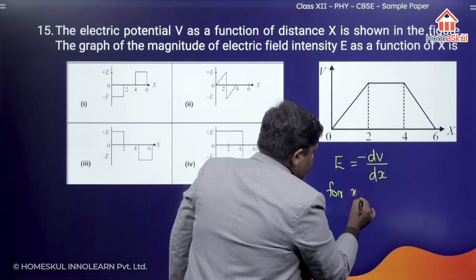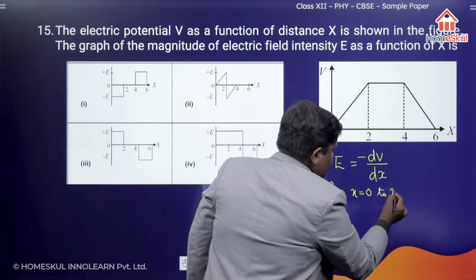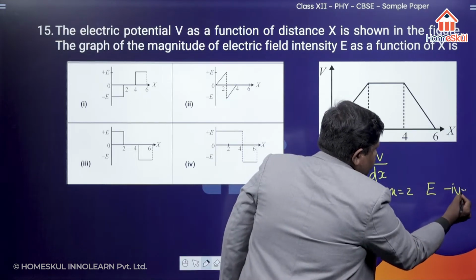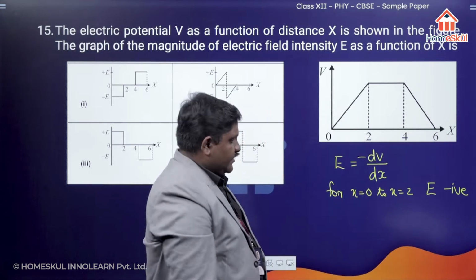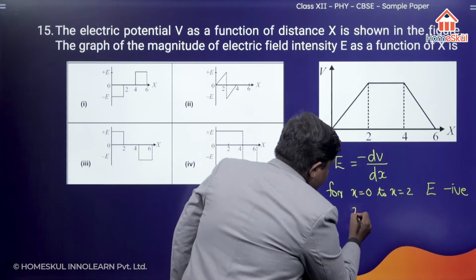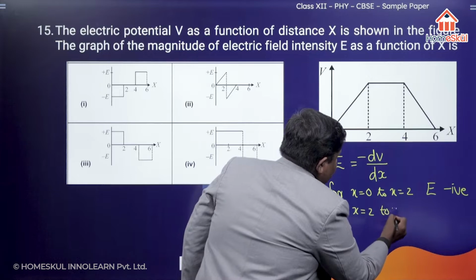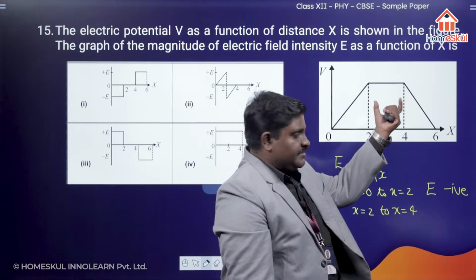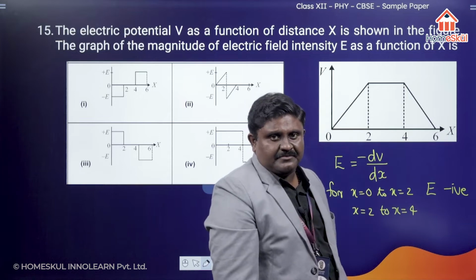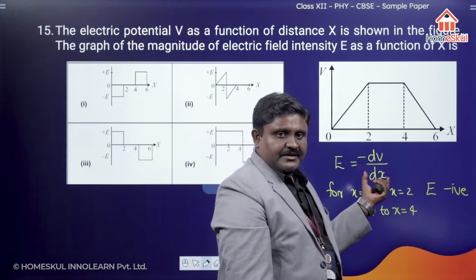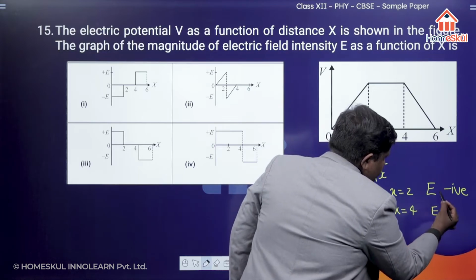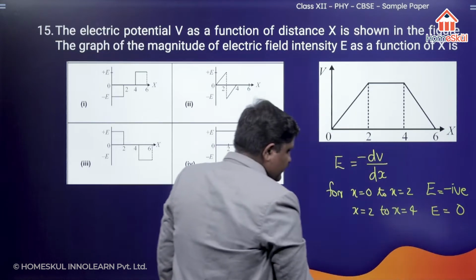For x equal to 0 to x equal to 2, E becomes negative. Then what about x equal to 2 to x equal to 4? Then that's a constant, right? Then when we take the differentiation, what happens? So that becomes 0. E becomes 0. Right?